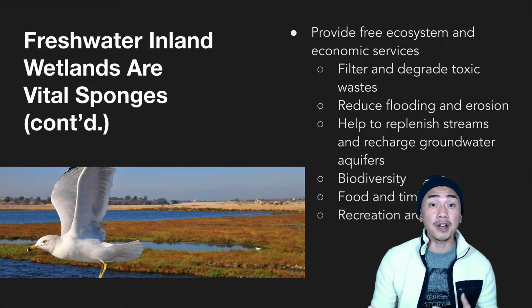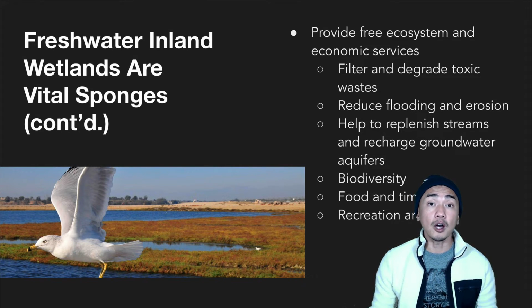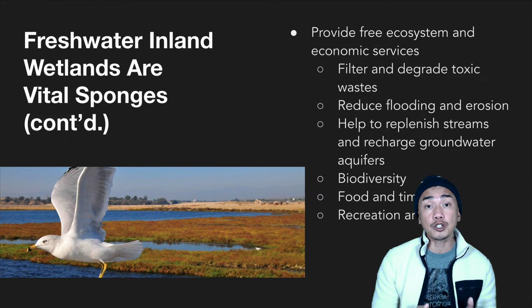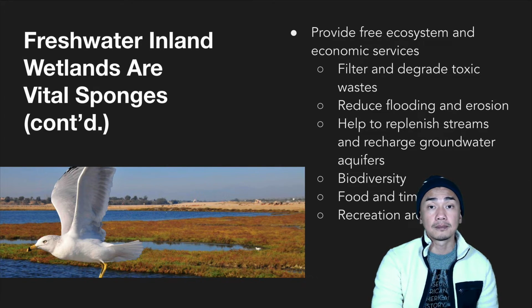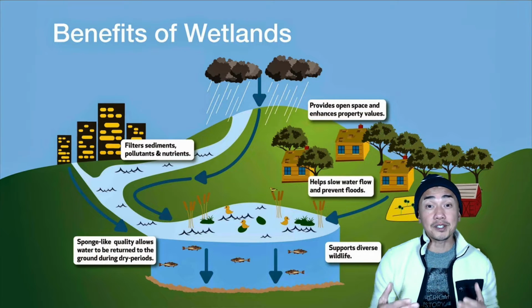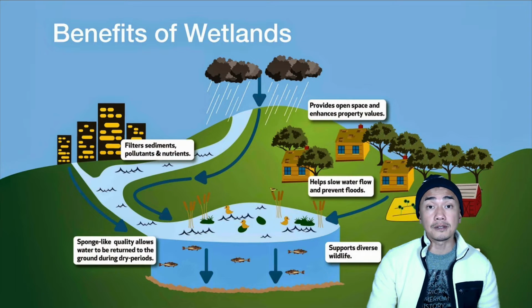Inland wetlands provide a number of free ecosystem and economic services. As mentioned before, they filter and degrade toxic waste. They reduce flooding and erosion. They help to replenish streams and recharge groundwater aquifers. They harbor biodiversity. And finally, for us, they provide food, timber, and recreation areas. This diagram further emphasizes the benefits of inland wetlands.